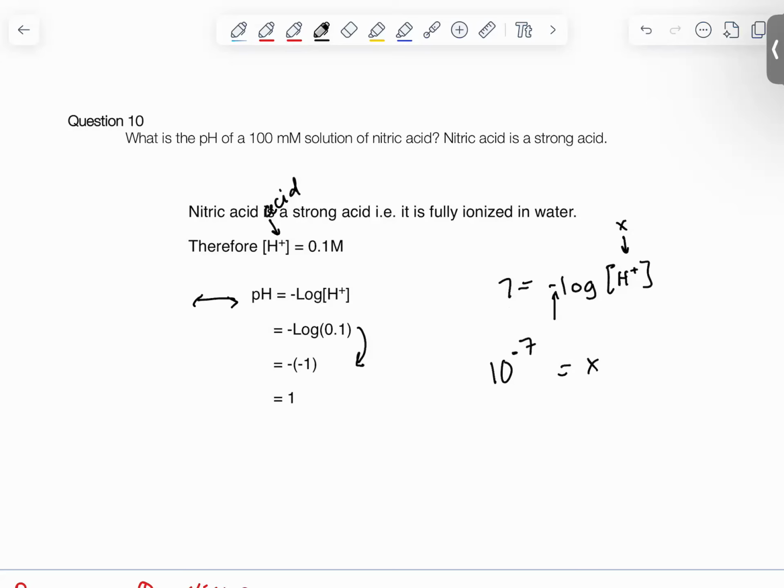So when you remember pH equals negative log of H plus, you can also remember that 10 to the negative power of pH equals H plus.